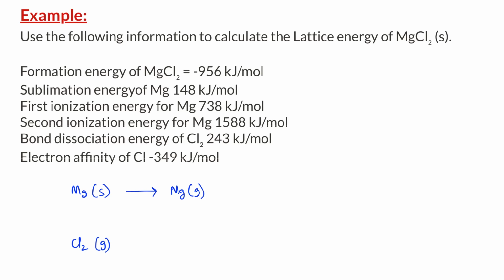Then, from the gaseous magnesium atom, one electron is removed to form a magnesium plus ion in its gaseous state. This process is called first ionization energy. Later, another electron is removed from magnesium plus ion to form magnesium 2 plus ion in its gaseous state. This process is second ionization energy. Then we will look at chlorine. First, the bond between two chlorine atoms is broken.